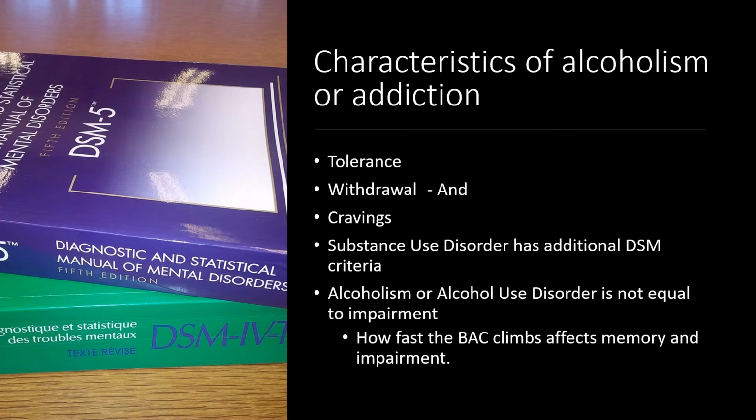What are the characteristics of alcoholism or addiction to alcohol? Tolerance, that is, needing more and more of the drug to get the same effect, or if someone consumes the same amount of alcohol, they would get less and less effect. Withdrawal, which means that when the substance is being processed and removed from the body, people will have symptoms, either psychological or physical. And another key characteristic of addiction to any substance is having cravings when deprived of the substance. This is an additional characteristic for substance use diagnosis. And there are others in the DSM, Diagnostic and Statistical Manual.